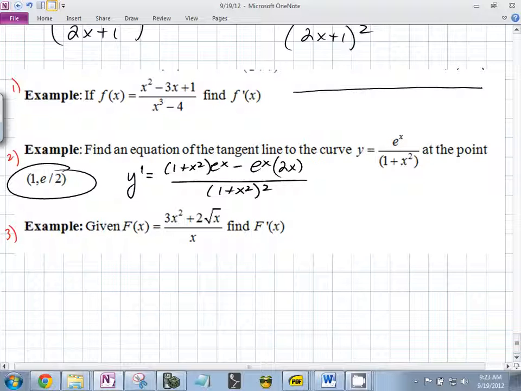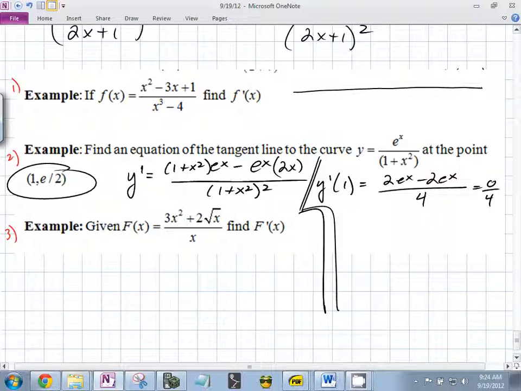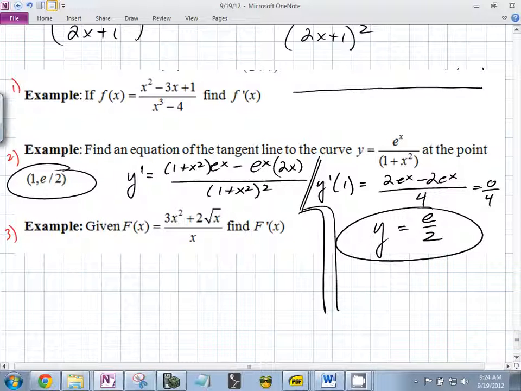And we want the derivative when x is equal to what? 1. What do you end up with on top? So y prime when it's equal to 1, what do you end up with? Well, you end up with 2e to the x minus 2e to the x all over 4, which is 0 over 4. So what's the equation of the line? y equals? What kind of line is that? It's a tangent line, but what type of line is that? Horizontal. It's a horizontal line.